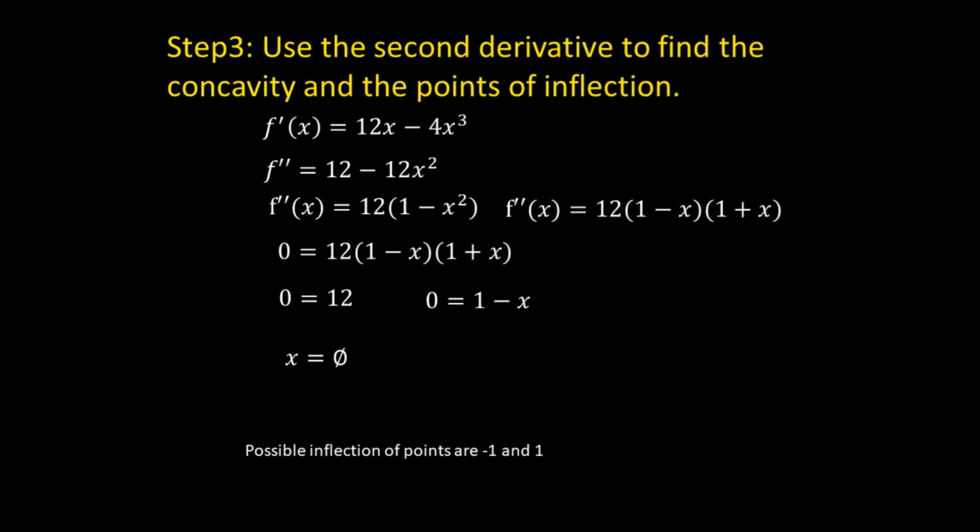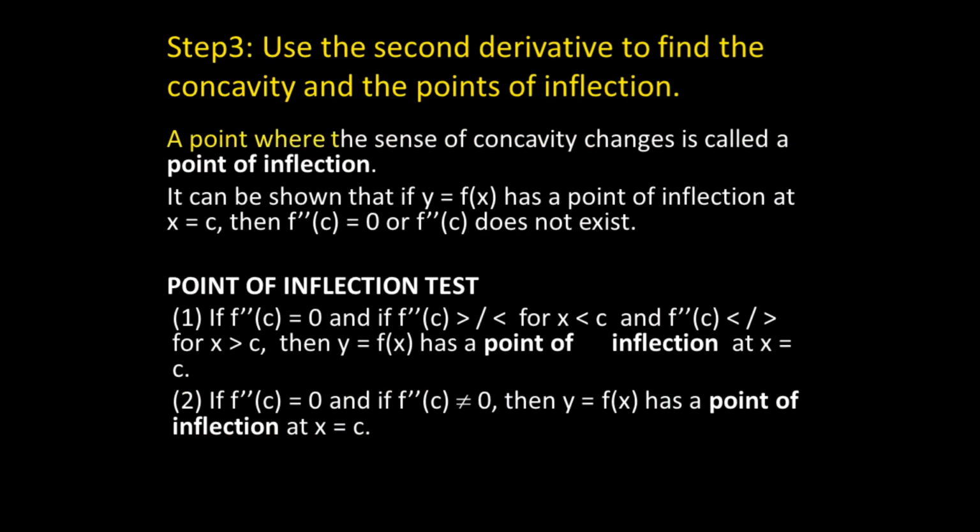And then for 1 minus x, it will lead you to x is equal to 1. And for the last factor, 0 is equal to 1 plus x. The value is x is equal to negative 1. Possible inflection points are negative 1 and 1. A point where the sense of concavity changes is called a point of inflection. It can be shown that if y is equal to f of x has a point of inflection at x is equal to c, then second derivative of c is equal to 0, or the second derivative of c does not exist.